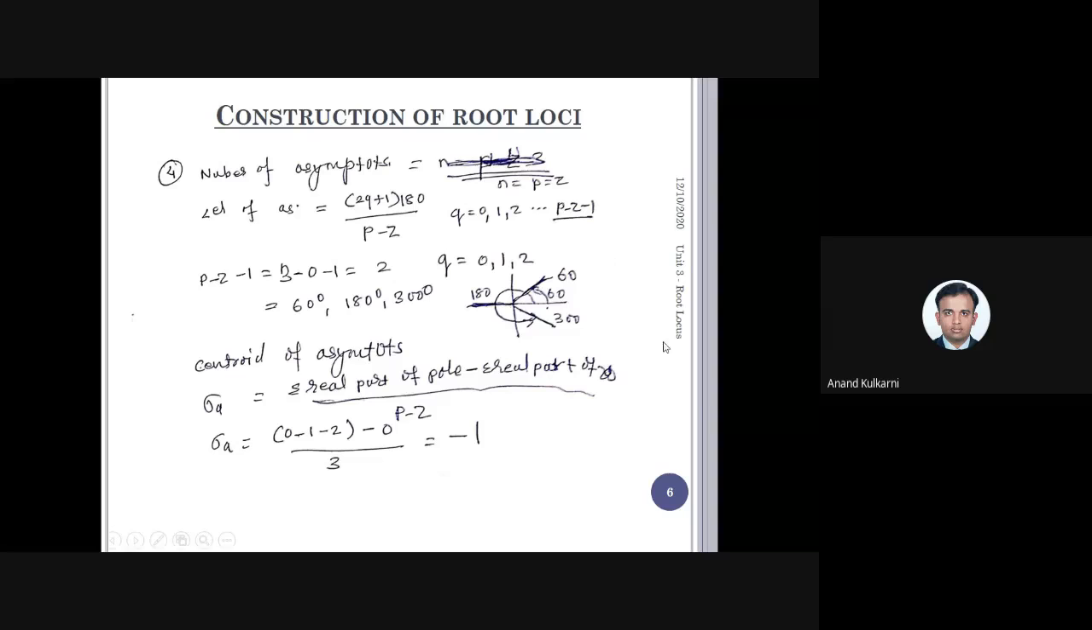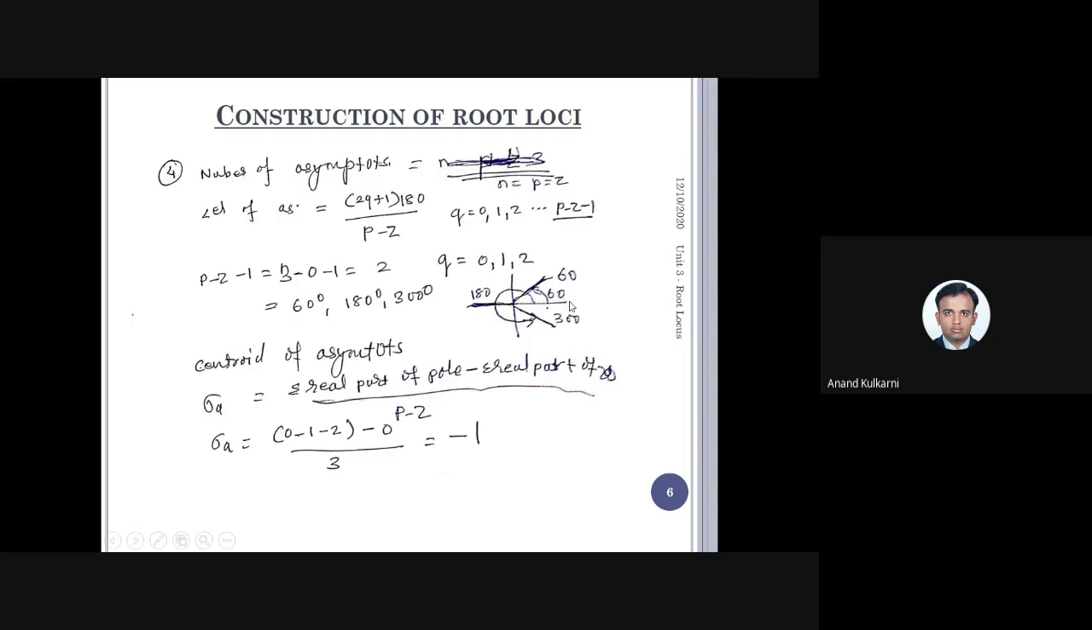And angle is always measured in a counterclockwise direction from the positive real axis. This is our positive real axis. If you measure the angle in a counterclockwise direction, it is positive. If you measure the angle in a clockwise direction, it is negative. This is the commonly used convention, and hence the first angle I have plotted as 60 degrees, the second angle as 180 degrees, and the third angle as 300 degrees.